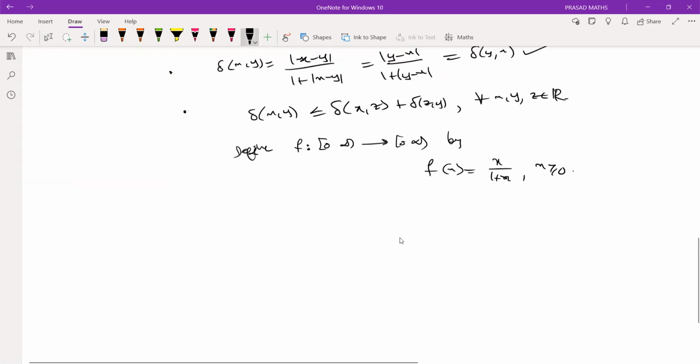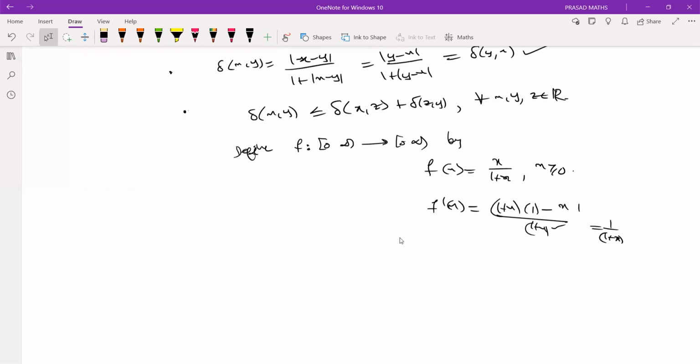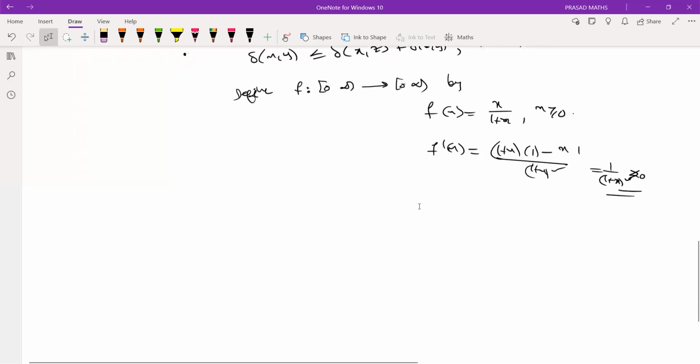You know that actually, is it an increasing function? The answer is yes, because it is a differentiable function and on this domain it is an increasing function. Why? Because the derivative is nothing but (1 plus x minus x) divided by 1 plus x whole square, therefore 1 by 1 plus x whole square. Therefore it is always positive. Derivative positive means it is an increasing function. So therefore f is an increasing function on the interval 0 to infinity.